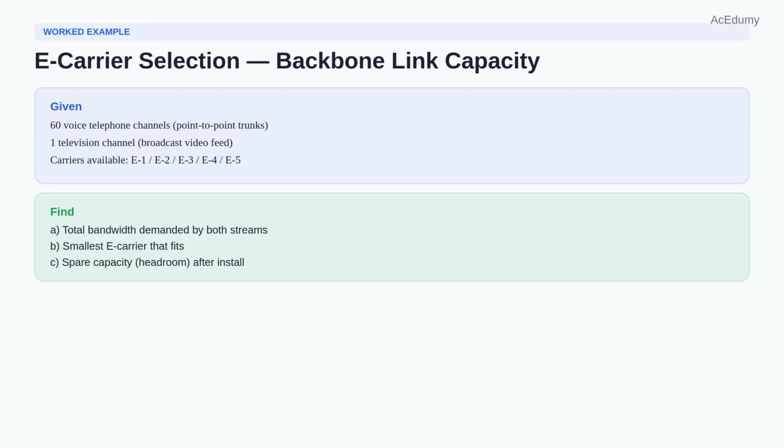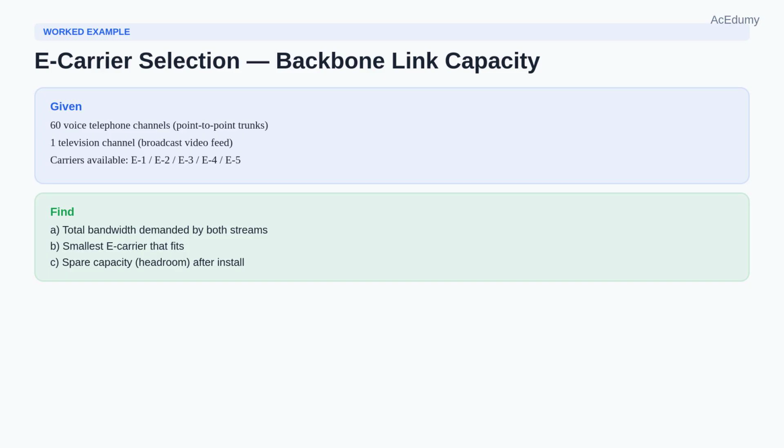Here is the setup. We are designing a backbone link between two cities. The traffic on this link consists of two streams. First, 60 voice telephone channels, point-to-point trunks for the local exchanges. Second, one full television channel, a continuous video broadcast feed riding the same link.